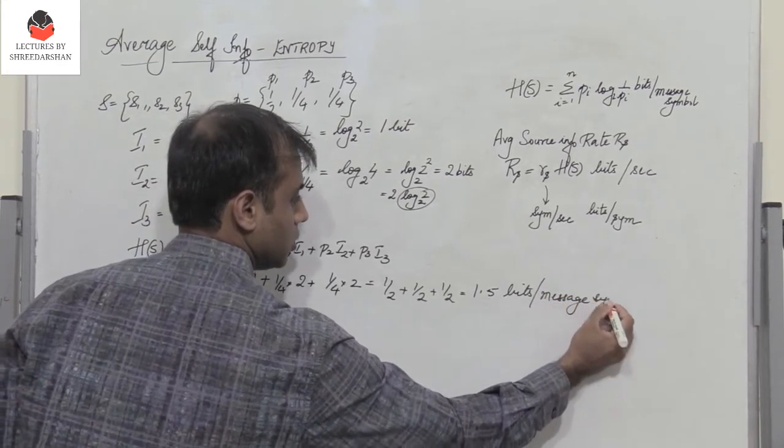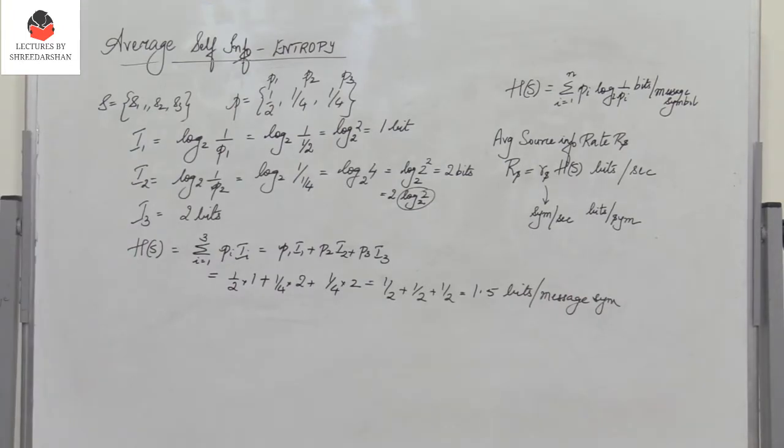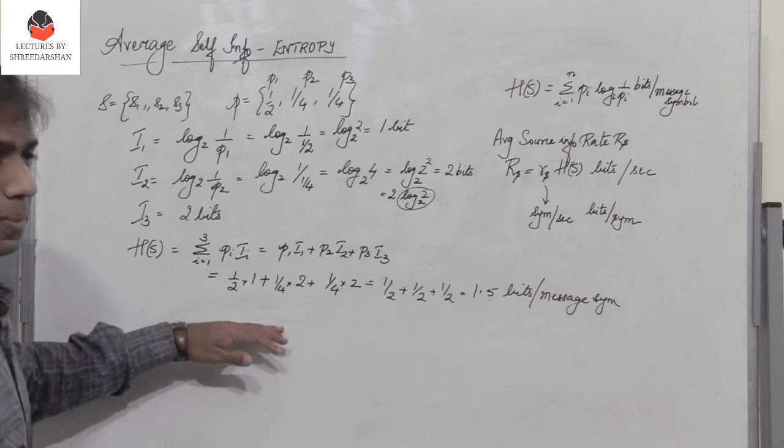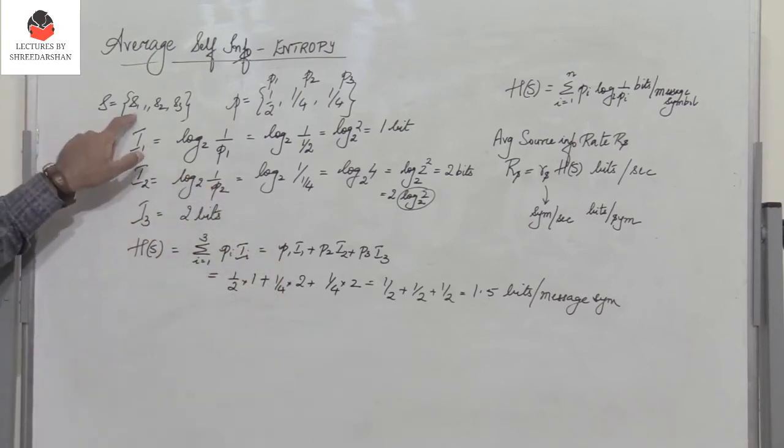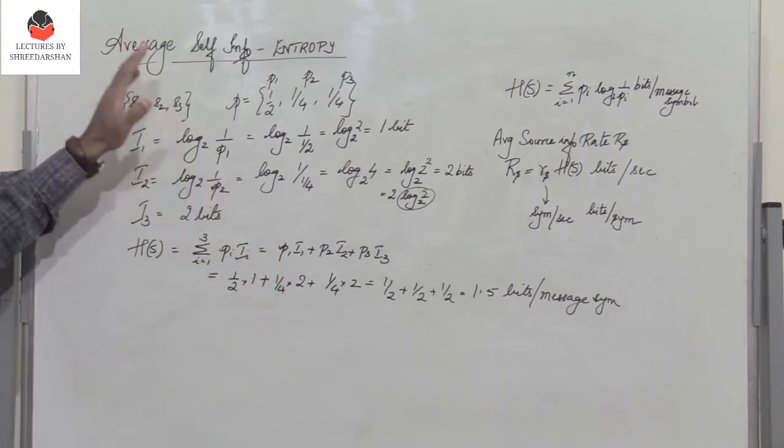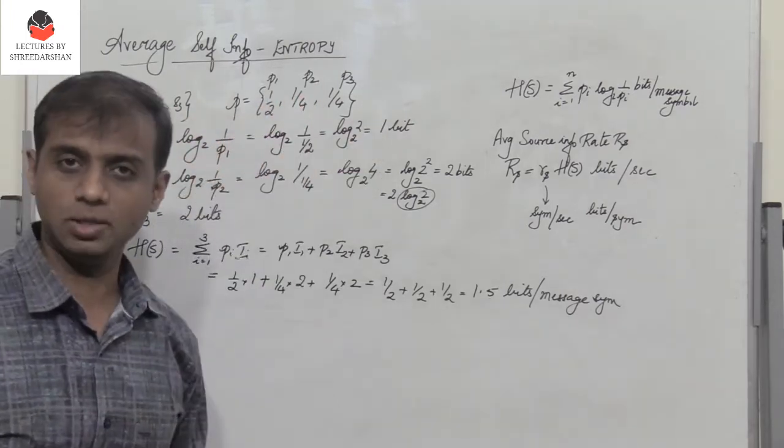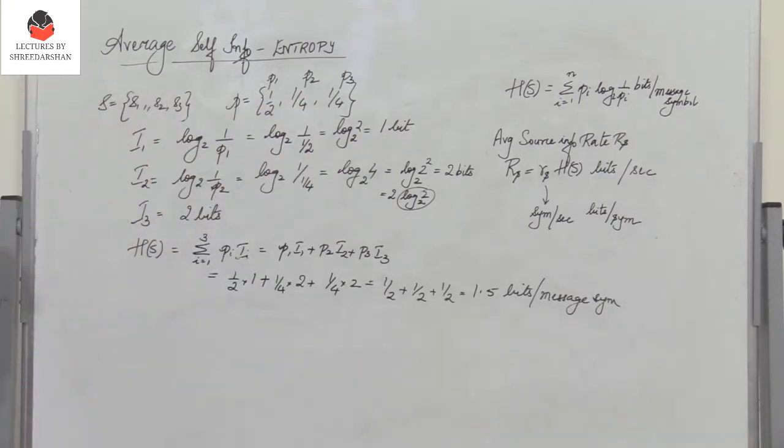Of course this was a very simple problem, where we had to find the self-information as well as the entropy of a source emitting three symbols S1, S2, S3 with probabilities P1, P2 and P3. So now let's move on to the second problem.